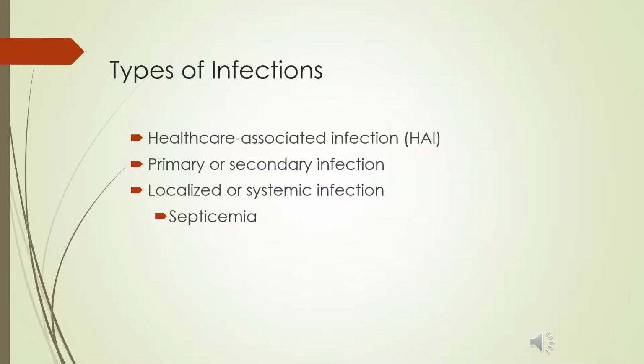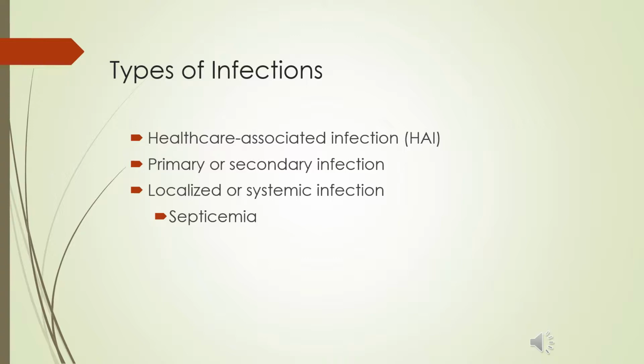Healthcare associated infections, you'll see them called HAI. We want to avoid those if at all possible. Many times hospitals are getting fined or getting reduced payment when a patient develops a hospital associated infection. That could be a central line infection or a urinary tract infection. It's an infection they developed after they got to the hospital.